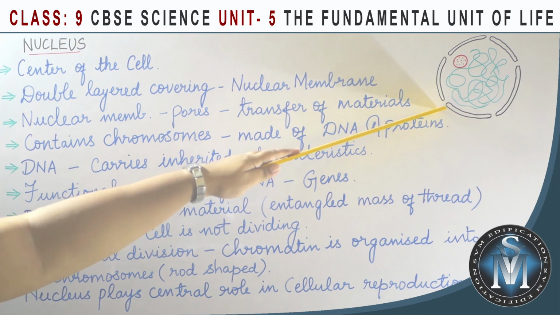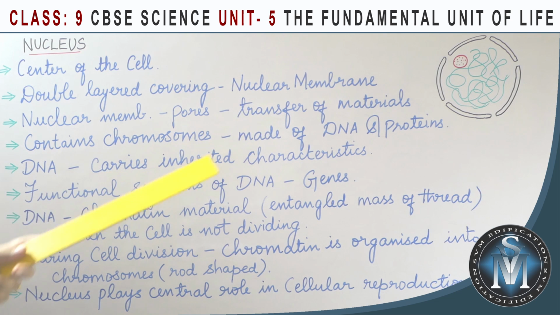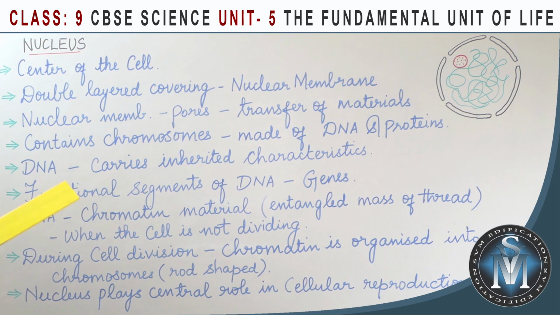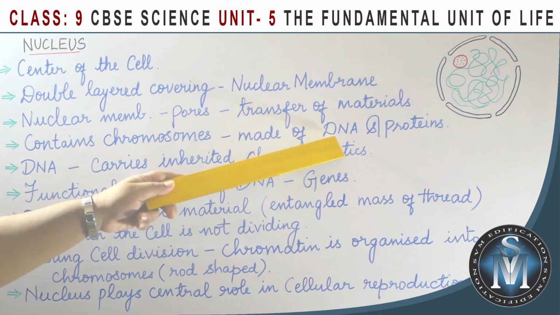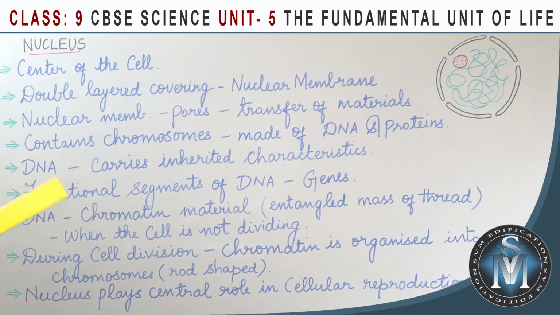Can you see here? These are called pores, which help in the transfer of materials inside and outside of the nucleus. And this contains chromosomes. Chromosomes are made up of DNA and proteins. DNA carries inherited characteristics, that is from the parents to the next generation. The functional segments of DNA are called genes.